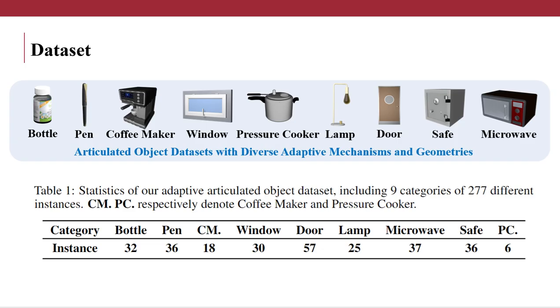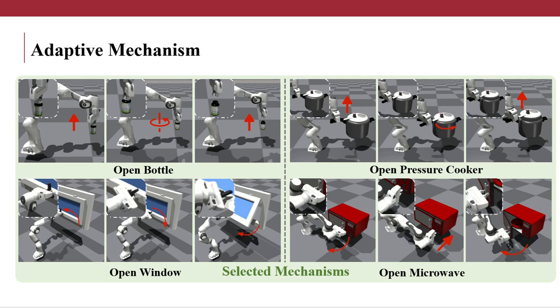Previous datasets and simulation environments for articulated objects often lack diversity and realistic manipulation mechanisms. To address this issue, we developed a new environment to better explore complex mechanisms in articulated object manipulation and learn adaptive manipulation policies. Based on ICLR, this environment simulates these mechanisms and includes 9 categories of objects with 5 types of adaptive mechanisms. Here we show these mechanisms on different objects.